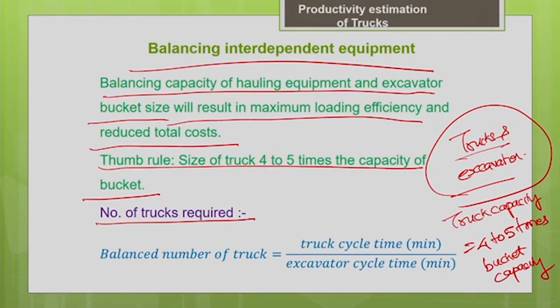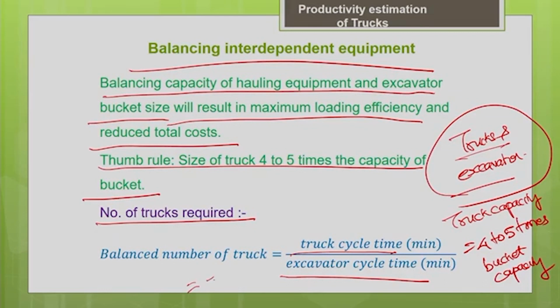Now, let us find what is the balanced number of trucks. How many trucks are going to be served by one excavator? That is what we are going to find. That depends upon the cycle time of your truck and the cycle time of your excavator. Divide the truck cycle time by the excavator cycle time, and you will get the balanced number of trucks. The balanced number indicates a particular number at which both the machines are working at the same production level. They will give you the maximum productivity, there will not be much waiting time. So the cycle time will be less, the productivity will be maximum. It is preferable to go by the balanced number.